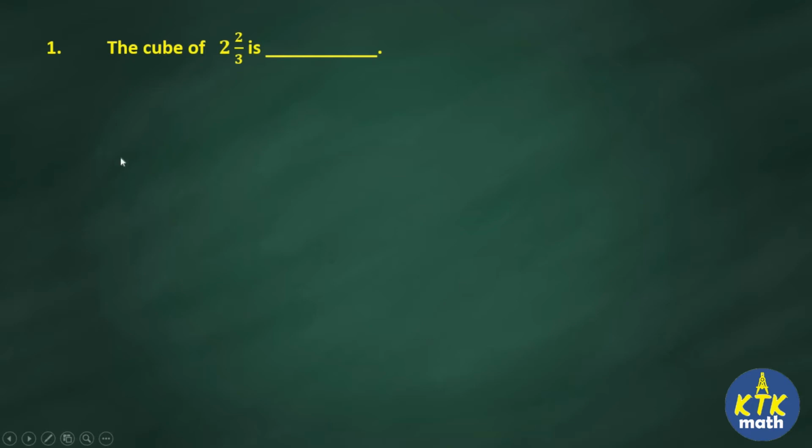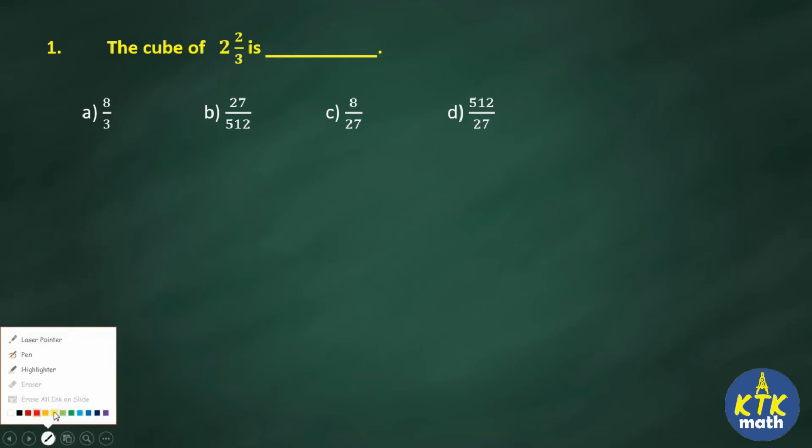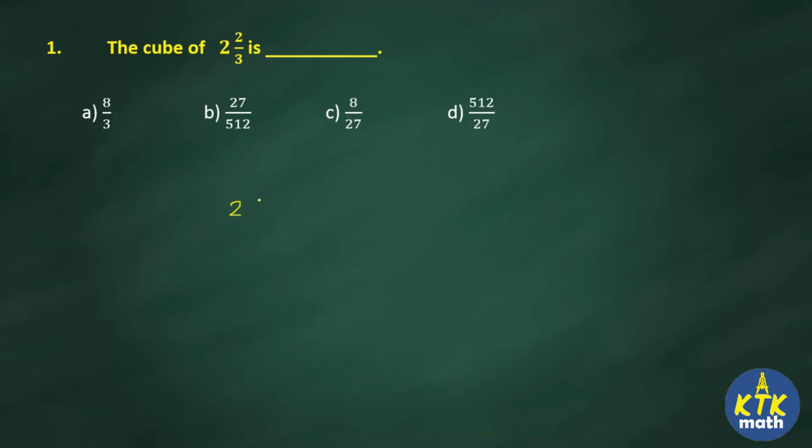First question, the cube of 2 by 3 is mixed fraction is given to you. We need to convert it into improper fraction, then we can find its cube. 2 by 3, just convert it as improper fraction. What will you be getting? 3 2s are 6, 6 plus 2 is 8. So 8 by 3. Now we need to find the cube of this 8 by 3. What is 8 cube? 8 cube is 512 and then 3 cube is 27. So option D is your answer. Clear? It's a very simple question I have started with.